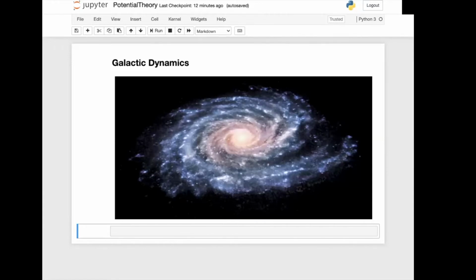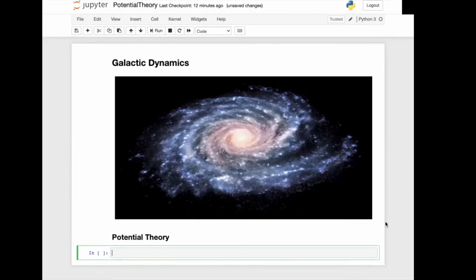The stuff in the galaxy, the stars, gas, dark matter, they generate a potential, and stuff moves individually under the influence of this common potential. So let's study potential theory to understand how the motions in a galaxy occur.